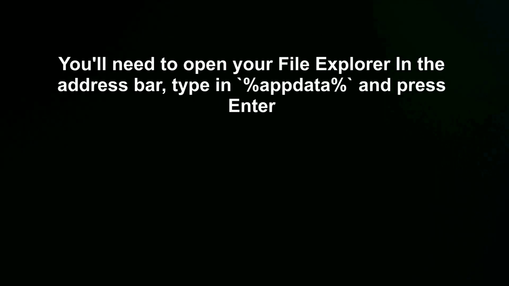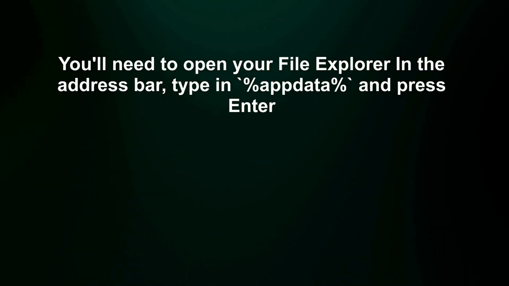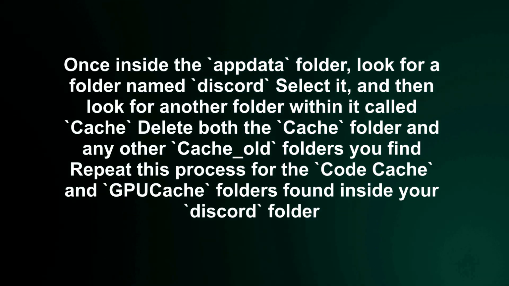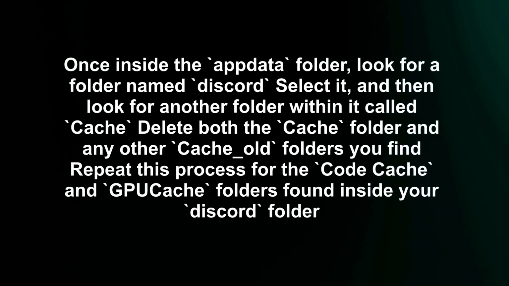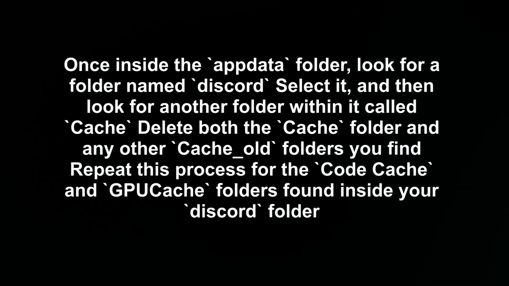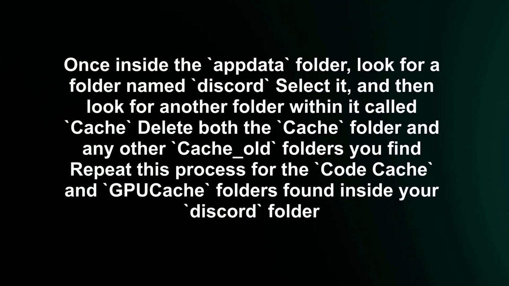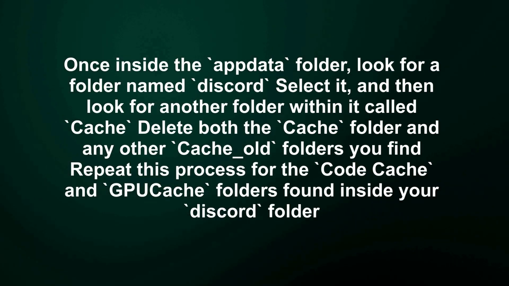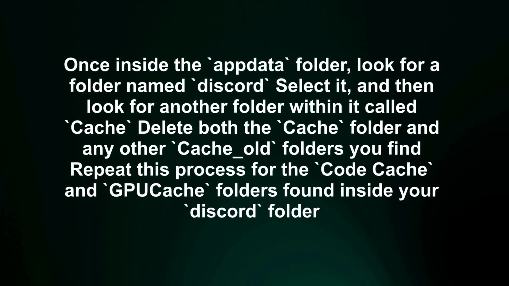You'll need to open your File Explorer, in the address bar type in %appdata% and press enter. Once inside the AppData folder, look for a folder named Discord, select it, and then look for another folder within it called cache. Delete both the cache folder and any other cache_alt folders you find. Repeat this process for the code cache and pukake folders found inside your Discord folder.